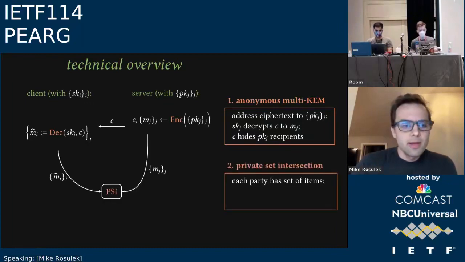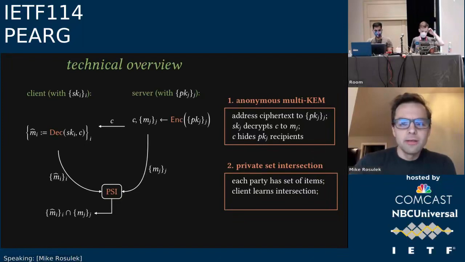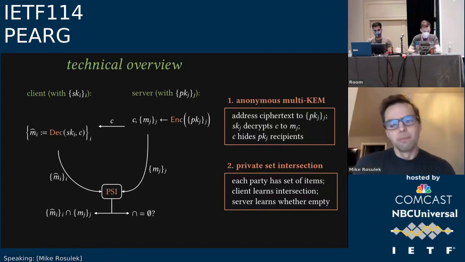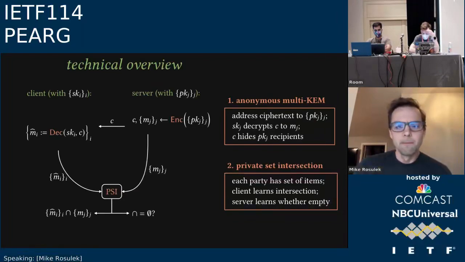To tell whether they have any in common, they use a private set intersection protocol. In private set intersection, each party has a set of items, and we use a variant where the client learns the intersection of the items, and the server only learns whether the intersection was empty. So if the server learns that the intersection was non-empty, it means that the client must have been able to decrypt under one of these good secret keys. And that's all the server needs to know in order to decide whether to authorize this connection.